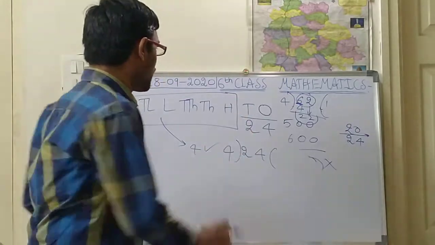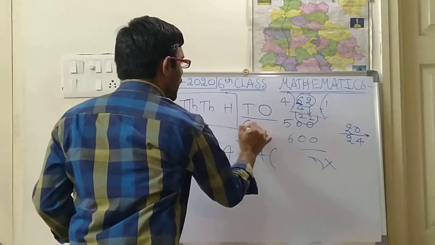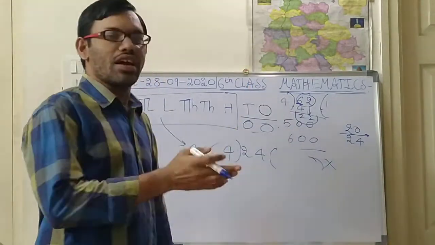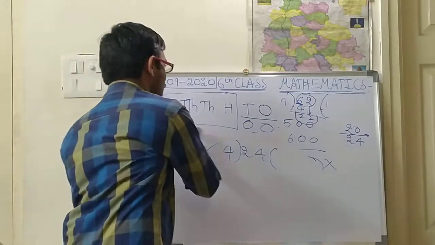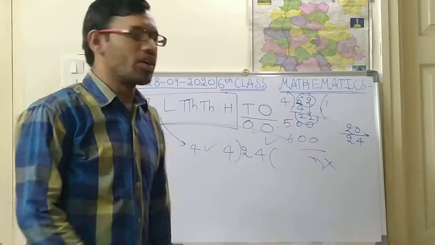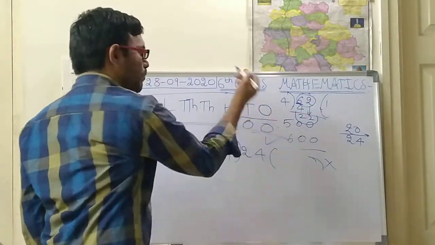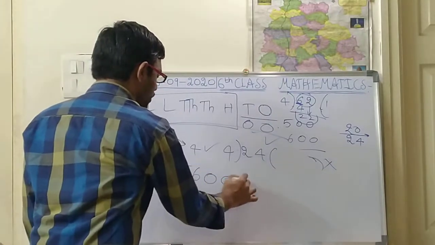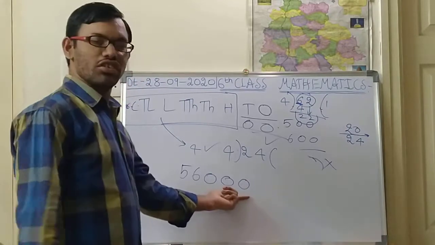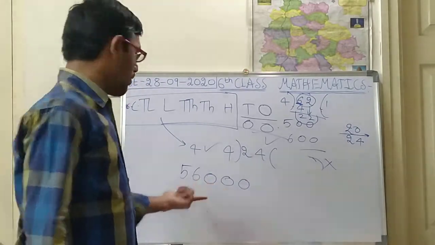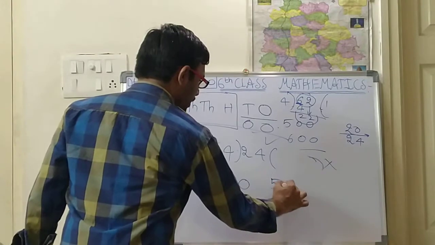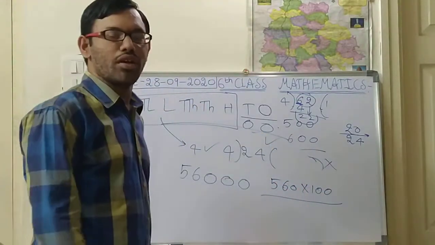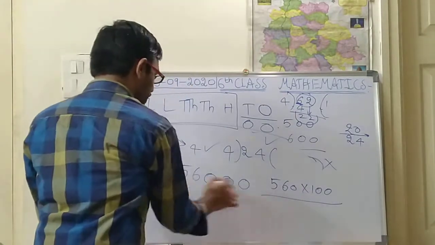Okay. Suppose here, instead of 2 and 4, the last two places contain zeros. Then the total number is divisible by 4, because this is also a multiple of 100. See, 56000 is also a multiple of 100. How can you say that? Because it is 560 into 100. So 560 into 100 is a multiple of 100.